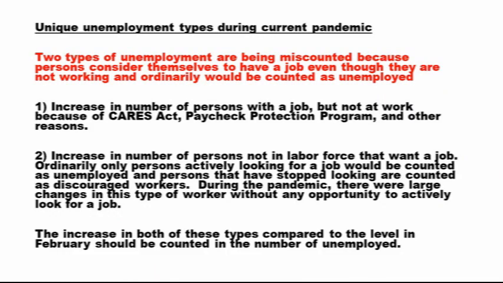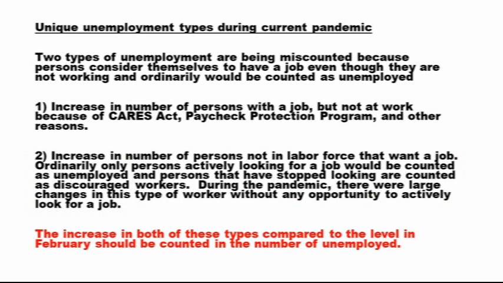We're now ready to ask what's different during a pandemic shutdown. There are two types of unemployment that are being miscounted. In the previous flowchart, the two types of people are the persons with a job but not at work, the increase in the number of people in that category between February and August. And then the second group are the persons that are not in the labor force and want a job. Those are people who might ordinarily be looking for work, but during the pandemic, they may feel that it will be difficult to find a job. They'll wait till the shutdown ends.